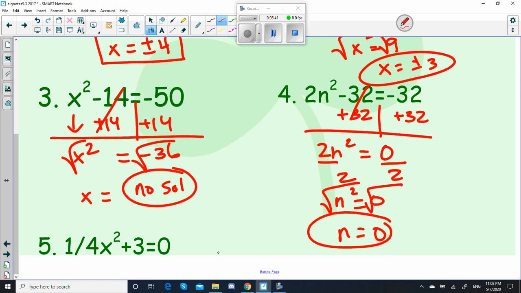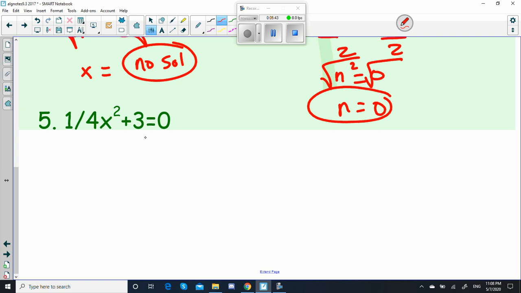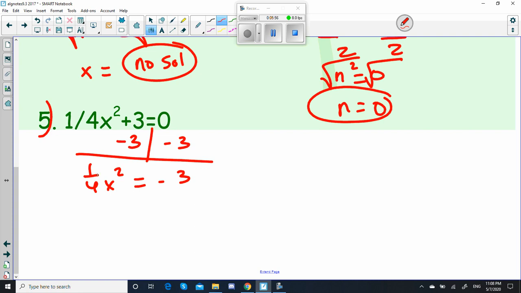Okay, let's do the fraction one. All right, so I'm going to make a t. Notice there's no bx term. It's number 5. So I'm subtracting 3 first. So 1/4 x squared equals negative 3. And then to get rid of a fraction, I would multiply by its reciprocal.